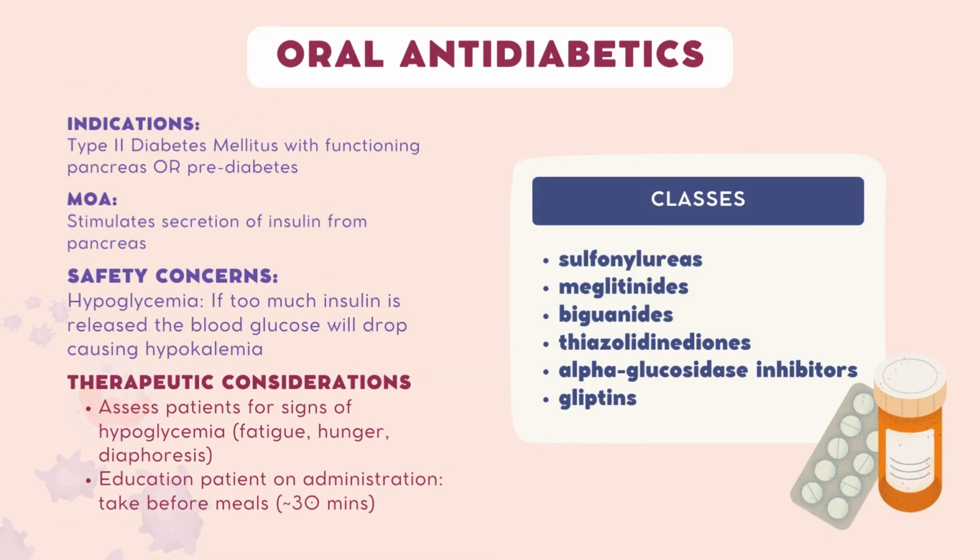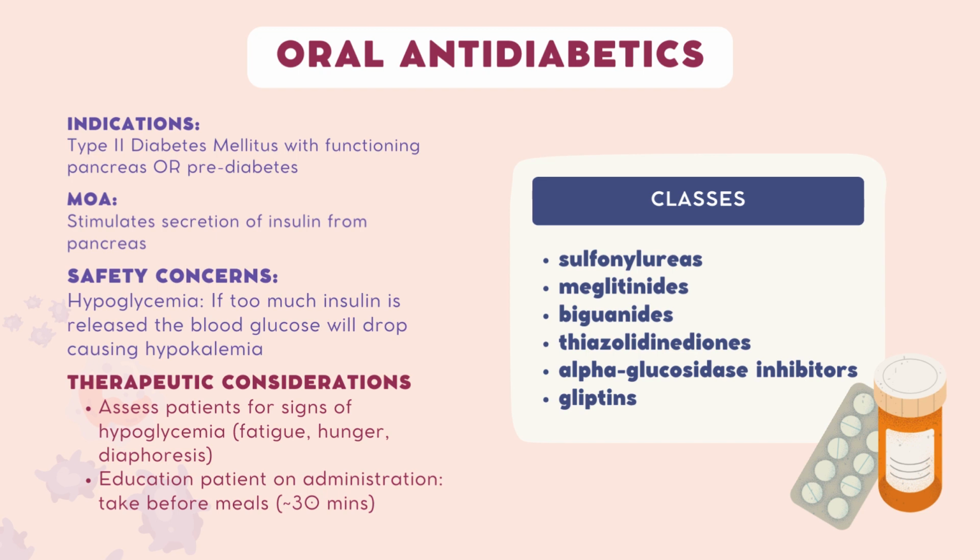Now, the next medication we're going to talk about is oral antidiabetics. This can only be used for type 2 diabetes patients who have a functioning pancreas or that are pre-diabetic. And what does this drug do? Well, it stimulates the secretion of insulin from the pancreas. And some of these drugs include sulfonylureas, biguanides, gliptins, alpha-glucosidase inhibitors, and others.